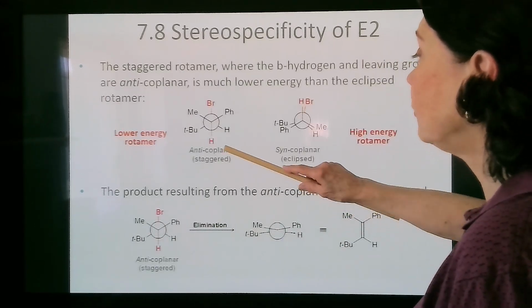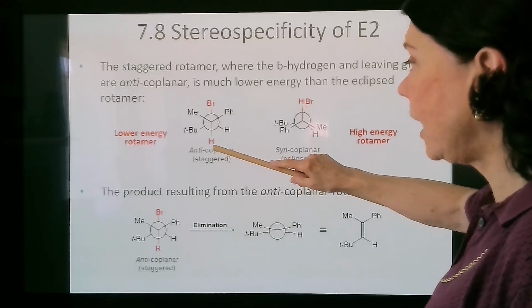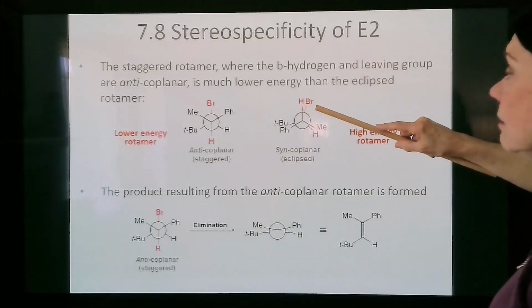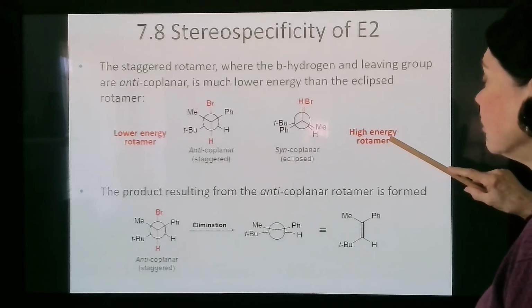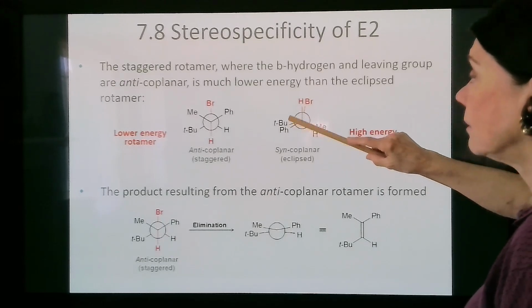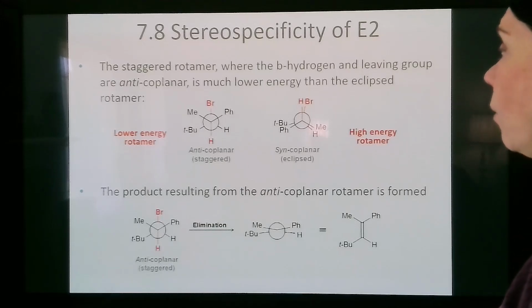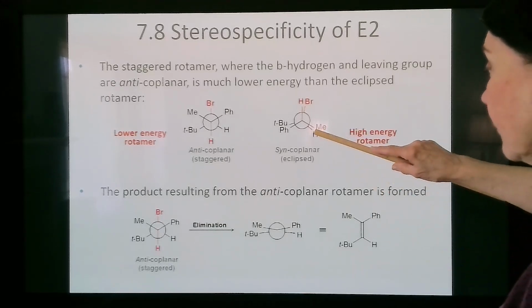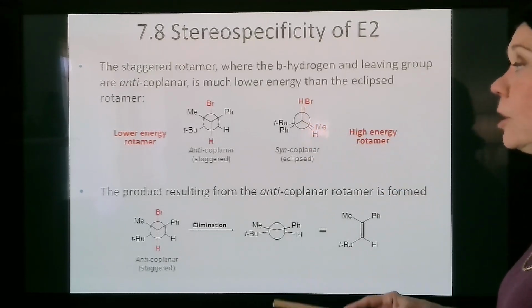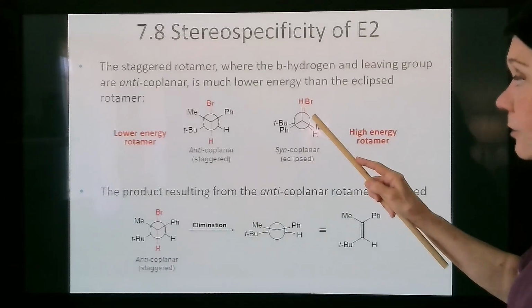So now let's look at this. This is the Newman projection. You can see these two are anti and staggered. Now the syn coplanar, this is a higher energy rotamer. It's going to have a shorter lifetime because this is actually a transition state. So this one, if you push it, can be observed, but it's much more difficult to get this reaction to take place.